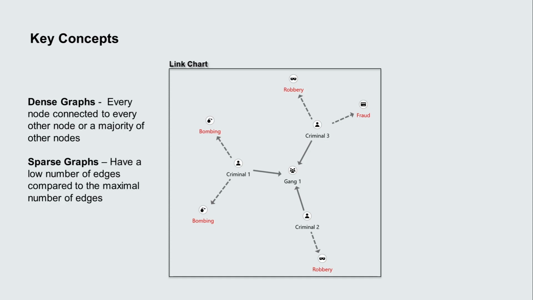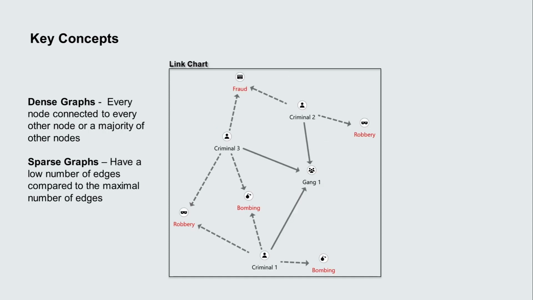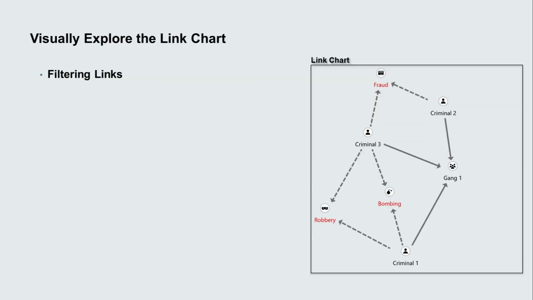Now, the ratio of actual relationships to the maximum number of possible relationships determines the overall density of the graph. This is a relatively sparse graph, while this graph is denser. Now, there are a number of ways to visually explore your link chart. You can filter links to remove the dinglers, those without a relationship, or those with a minimum number of links that don't meet your threshold.